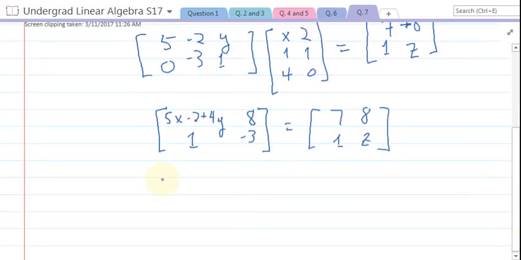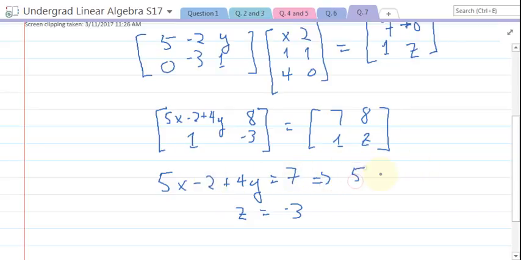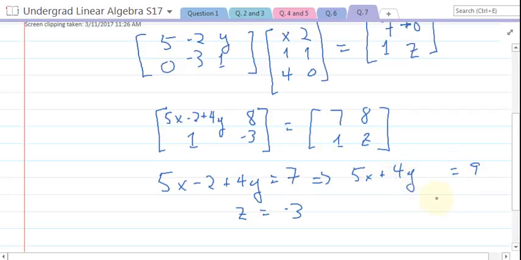What are all solutions? You have 5x minus 2 plus 4y equals 7 is one equation. I don't need to write down 8 equals 8 and 1 equals 1, and then you have z equals minus 3. All right, now this is a system of linear equations. You should write this in the same way that you've written other systems of linear equations. Of course, I can bring the minus 2 over to the other side, so I get 5x plus 4y is equal to 9. And z equal to minus 3. Okay. So the question, which are the dependent variables, which are the independent variables? Y is an independent variable. Y is a free variable.